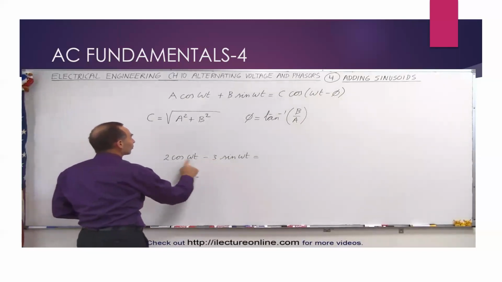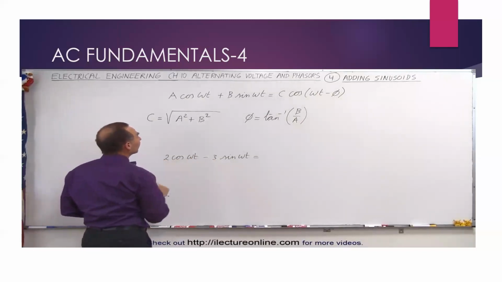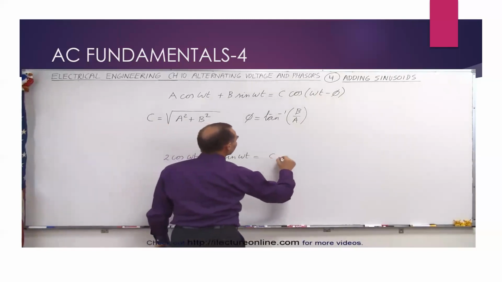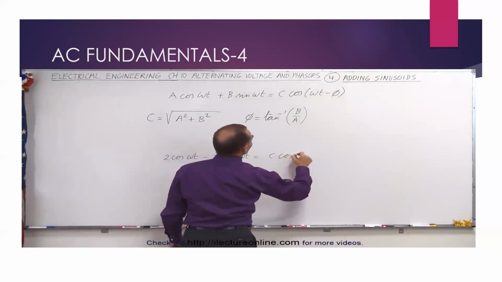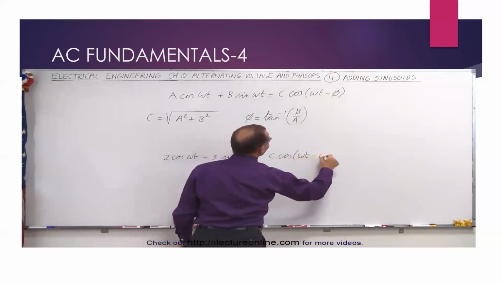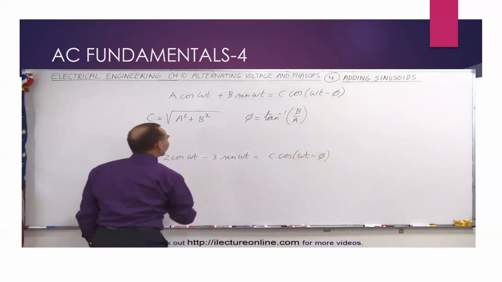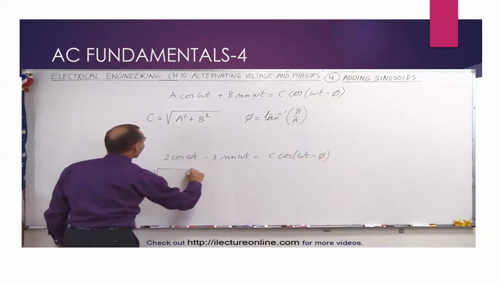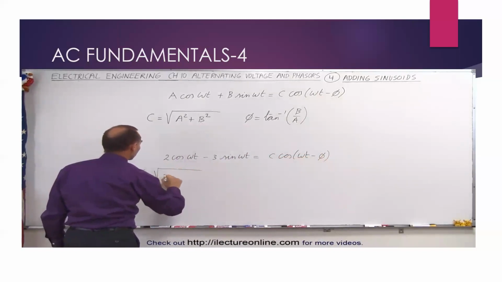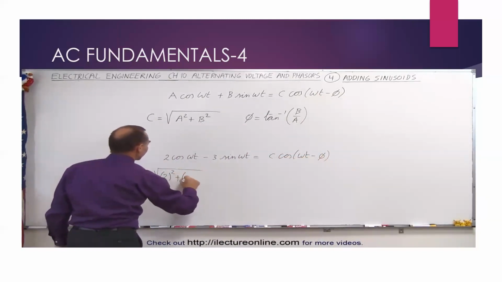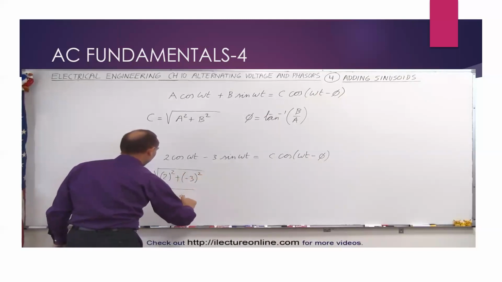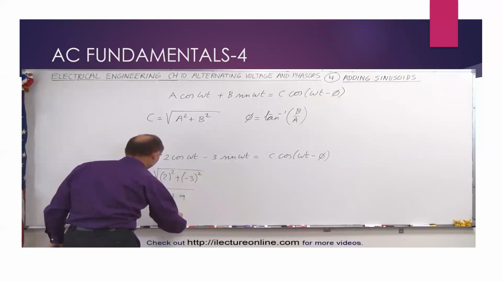Let's go ahead and add these two functions together. Notice that A and B are not the same. In this case, note that that's going to be equal to C times the cosine of omega t minus the phase angle. First, we need to find C. C is going to be equal to the square root of A squared plus B squared. So A is 2 and B is negative 3. Squaring it, sign doesn't matter. This will be equal to 4 plus 9, equal to the square root of 13.